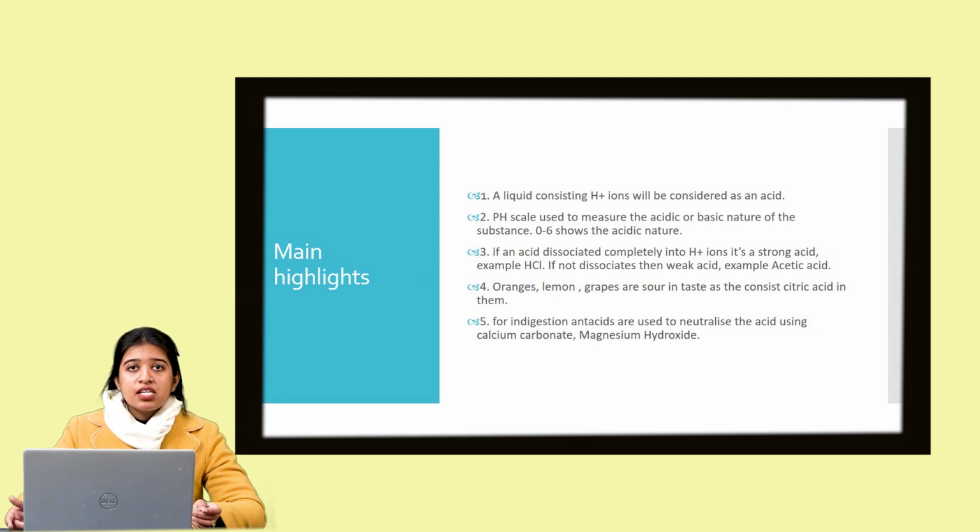Oranges, lemons and grapes are sour in taste because they generally contain citric acid. Next, indigestion is an example. For indigestion, we usually use carbonate or magnesium hydroxide, which acts as an antacid. For neutralizing the acid in indigestion, we use it in the form of magnesium hydroxide.